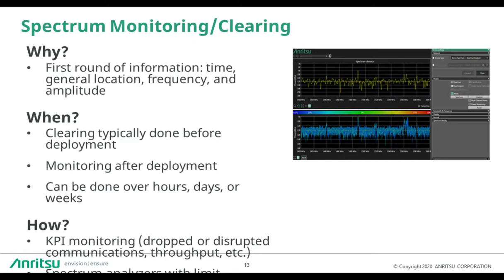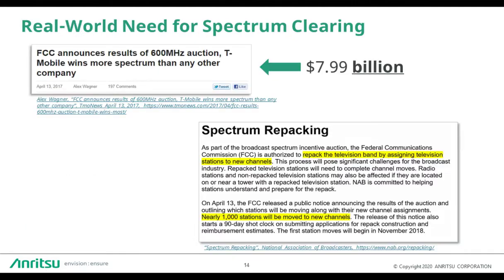So this can be done basically just through monitoring. You can have regular dashboards that monitor your key performance indicators like dropouts, disrupted communications, throughputs, things like that, or spectrum clearing, spectrum analysis tools.